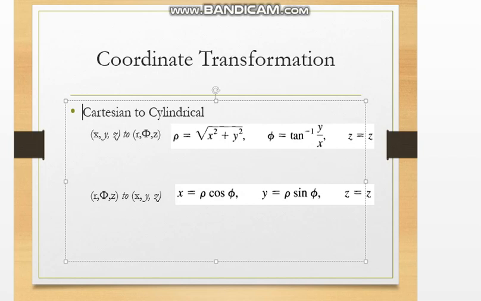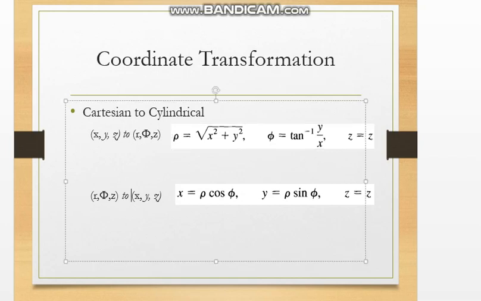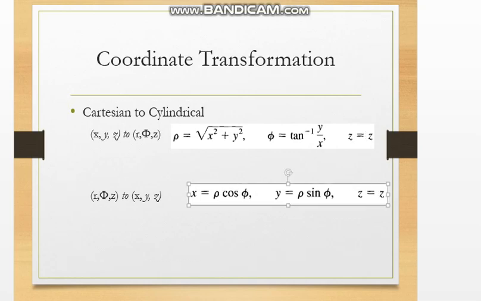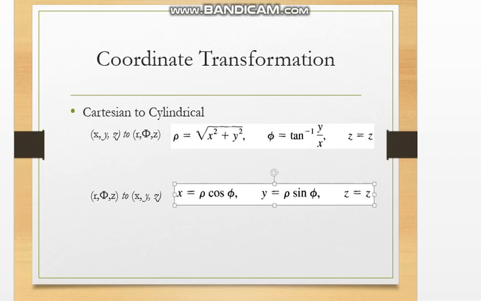First of all is from Cartesian to cylindrical. If you know x, y, and z of a coordinate system, you can transfer x, y, z to cylindrical by this equation. Rho is equal to root over x square plus y square, phi is equal to tan inverse y by x, z is equal to z. After that, if you know rho, phi, z or r, phi, z, you can convert back from here. X is equal to r cos phi, y is equal to r sin phi or rho sin phi, and z is equal to z.